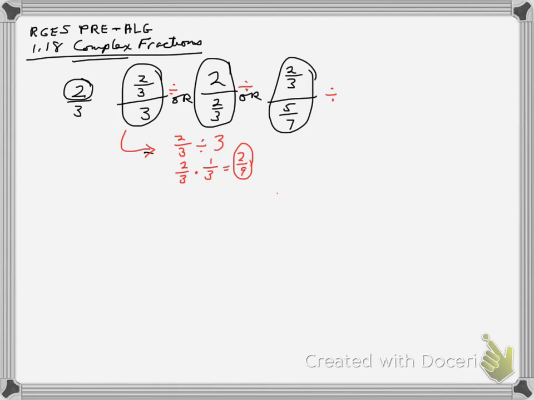Let's look at the next one. If I have the problem 2 over 2/3, I'm going to rewrite that as 2 divided by 2/3. I'm going to convert my division to a multiplication by the reciprocal, which is 3/2. Remember, this 2 is the same as 2/1, if you need to write that in there. You're going to multiply straight across. Actually, I'm going to cancel first, and I'm going to get 3/1, or 3.